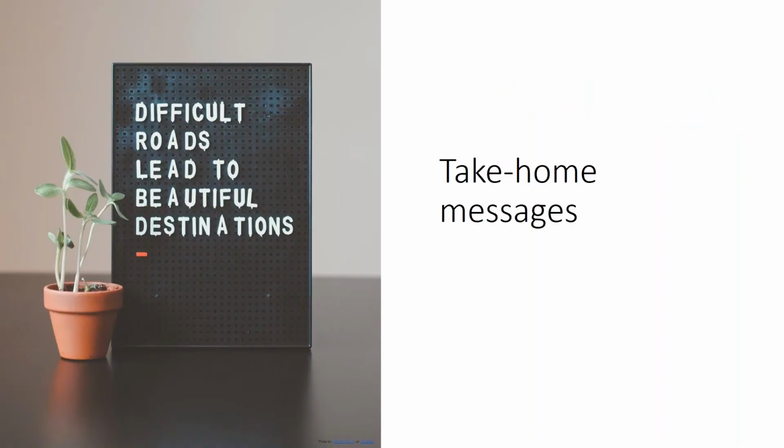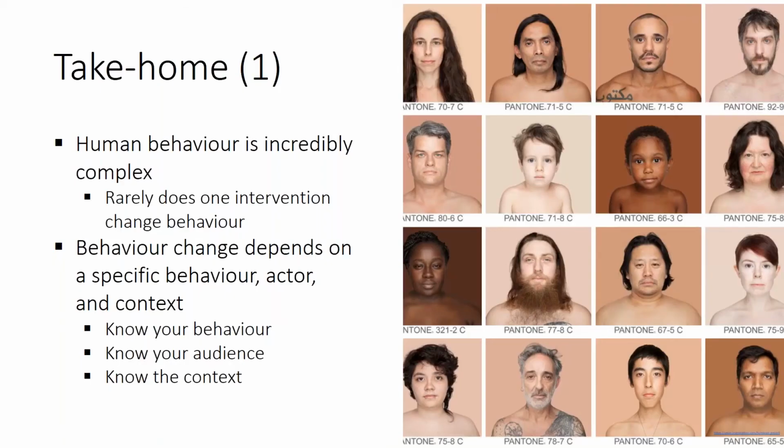So some of the take-home messages from today. First of all, human behaviour is incredibly complex, and very, very rarely does one intervention actually change behaviour. We often need multiple levers and multiple targets to change, to get people to do things differently. Behaviour is also very dependent on the actor, the context, and the specific behaviour itself. So we need to know the audience, the behaviour, and the context in order for our intervention to be as effective as possible.